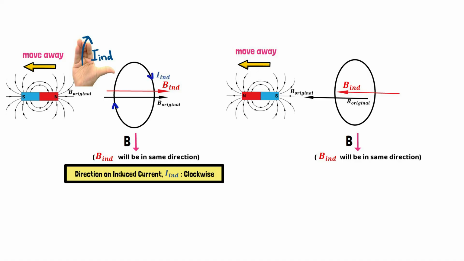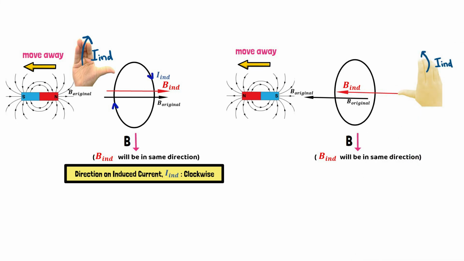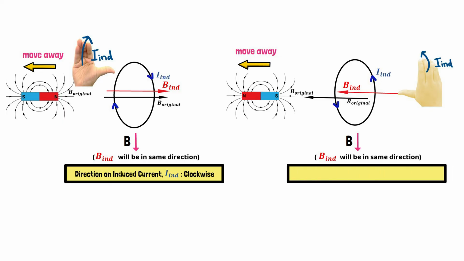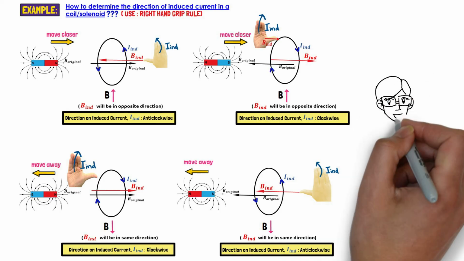So daripada sini kita nampak when the direction of the induced magnetic field is to the left, so by using your right hand grip rule, make sure your thumb is pointing to the left, so the other 4 fingers should be pointing upward, and then dia akan pusing ke belakang, ke bawah macam tu. Okay, finally the direction of this induced current is anti-clockwise direction. Boleh? Jadi saya harap you boleh fahamlah berdasarkan contoh ini.